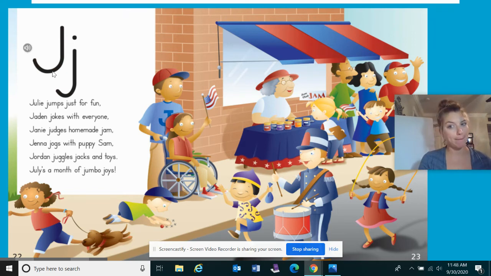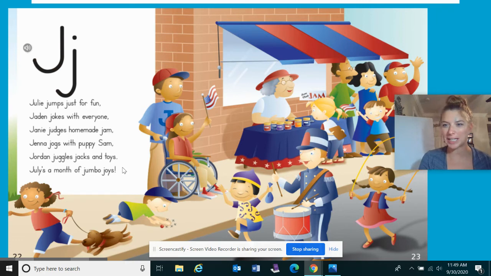Here we go. Capital J, lowercase j. Julie jumps just for fun. Jaden jokes with everyone. Jenny judges homemade jam. Jenna jogs with puppy Sam. Jordan juggles jacks and toys. July's a month of jumbo joys.